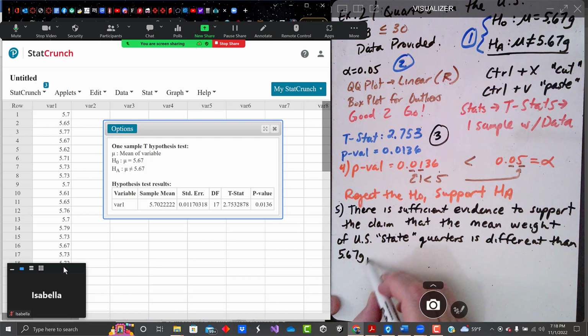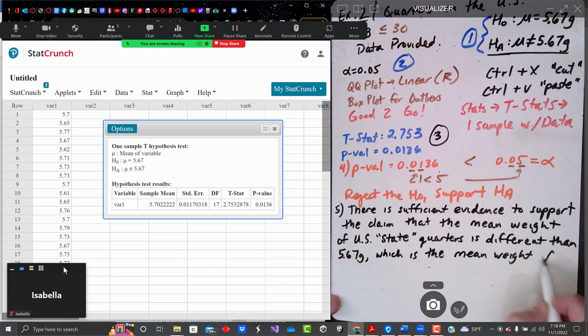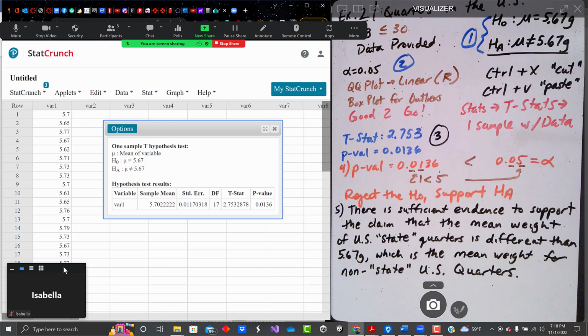I might even add in, because the null hypothesis was the regular quarters, which is the mean weight for non-state US quarters. I don't know that I need to, but I think it helps clarify what was going on.